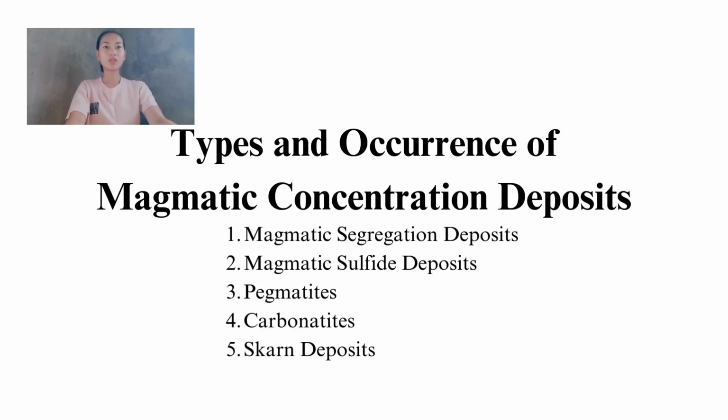Magmatic concentration deposits has 5 types. First is the magmatic segregation deposits, second is the magmatic sulfide deposits, third is the pegmatites, fourth is the carbonatites, and lastly is the skarn deposits.